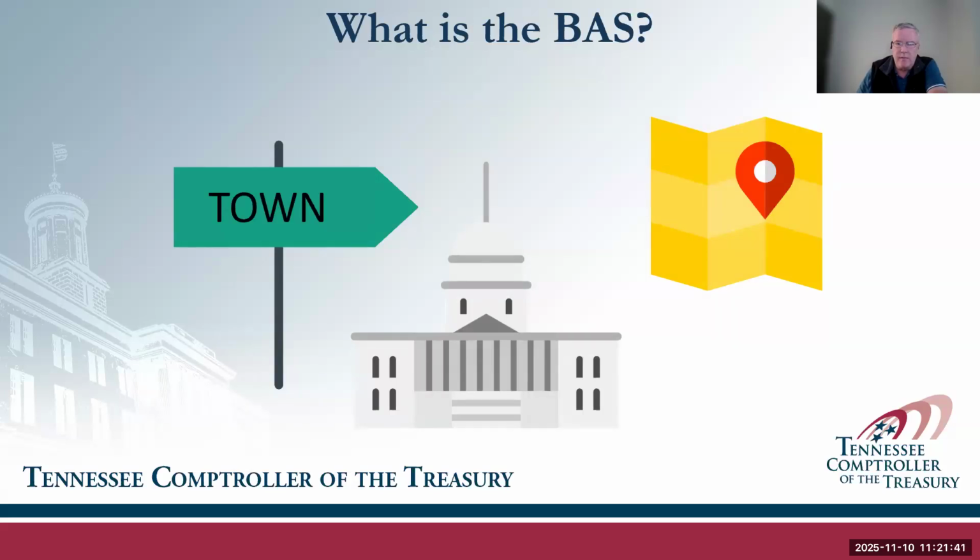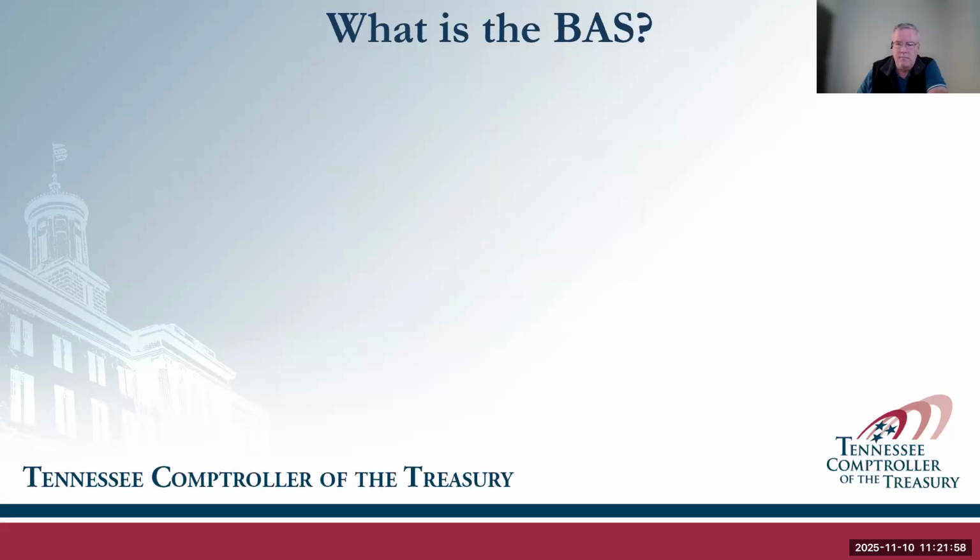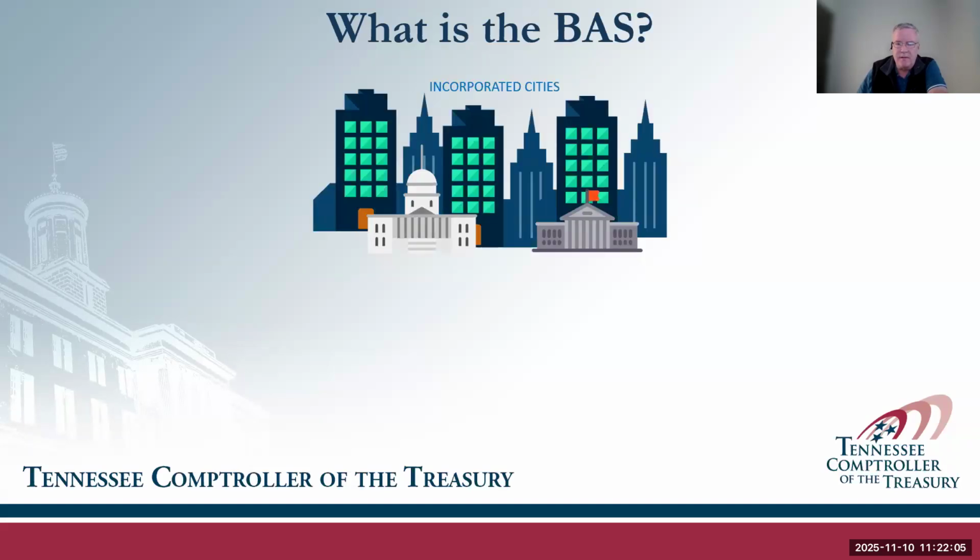Okay, in the BAS, governments report official name changes, incorporations, disincorporations, annexations, and de-annexations. Governments can also update boundaries, features, and landmarks for the following: incorporated cities, towns, boroughs, and villages, basically incorporated places.